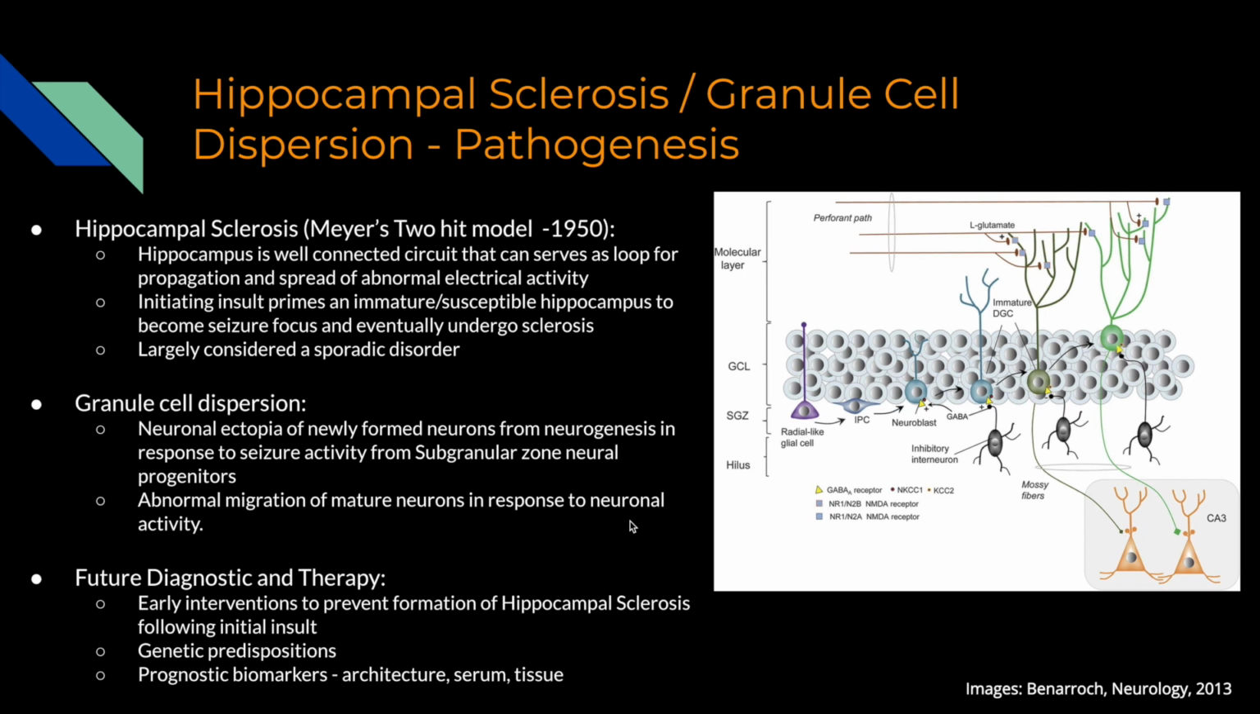It usually begins with an initial insult that primes an immature, susceptible hippocampus early in life to become a kind of seizure focus, and it eventually becomes sclerotic and continues its abnormal firing. Again, it's largely considered a sporadic disorder, so not something you pass on to your children. So granular cell dispersion, the presumed mechanism, as we discussed, is due to activation of these radial glial cells with glutamate.